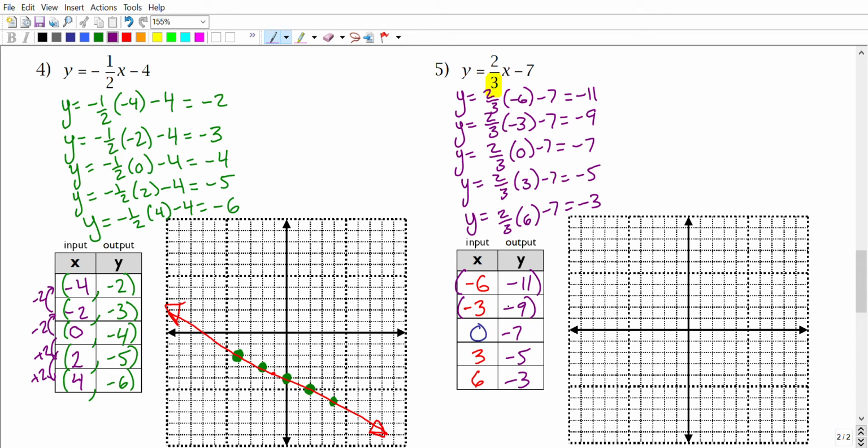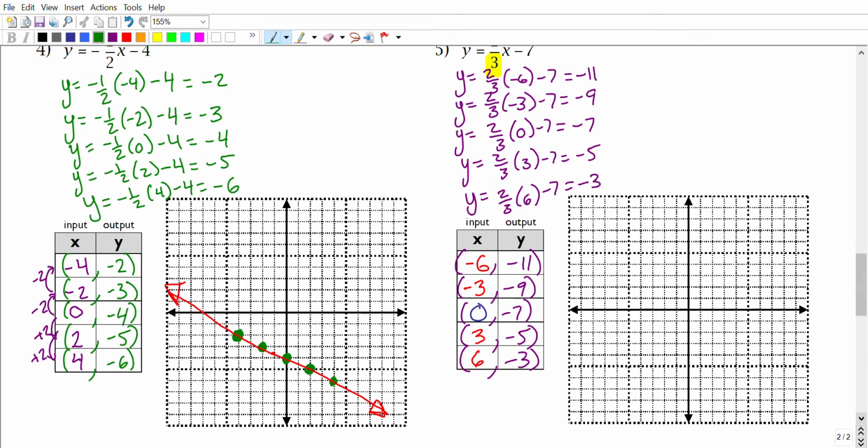So we now have our ordered pairs. Okay? So let's go ahead and graph those real quick. So let's see, negative 6 and negative 11. I'm going to go to the left 6 and down 11. And actually, I'm going to go off my graph just a little bit, right there. Now I'm making my dots pretty big so you guys can see them, but you don't have to draw them that large.